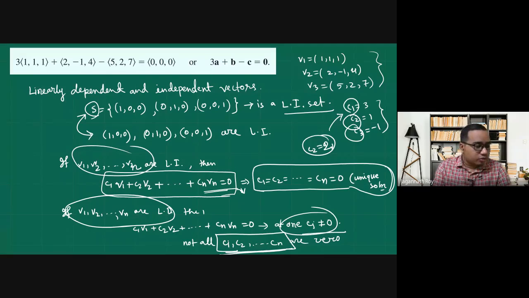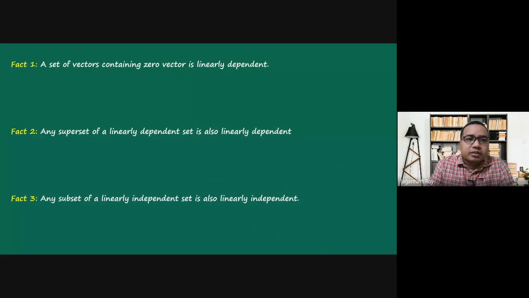After this we have discussed in the last class. So today we are going to look at some more examples on linearly dependent and independent vectors.